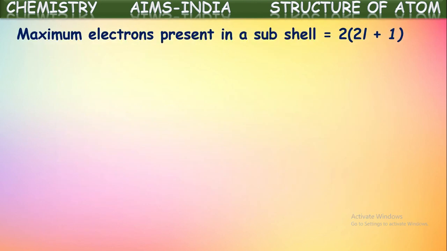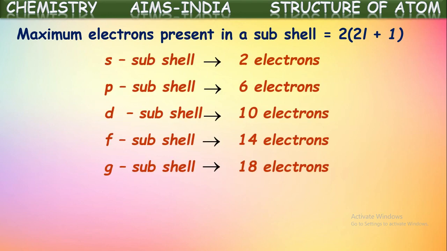Maximum electrons present in a subshell is given by the formula 2 into 2l plus 1, where L is the azimuthal quantum number value. If you say S subshell, what did we say L value for this? 0. So if you substitute 0 in this formula, what do we get? 2 into 0. It becomes 0 here. So plus 1. Totally it becomes 2. So the maximum number of electrons that can be accommodated in the S subshell is 2 electrons.